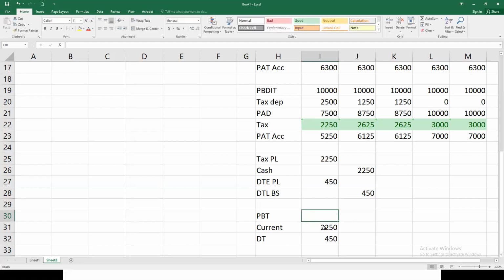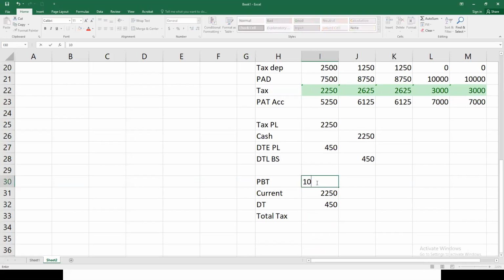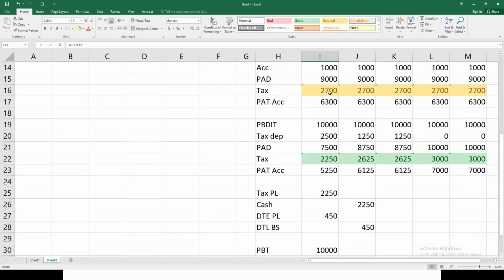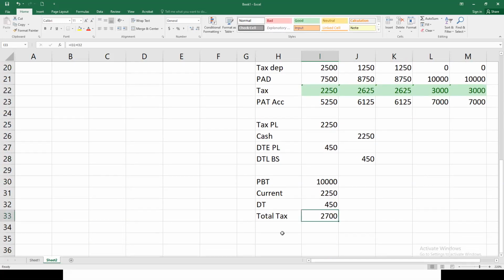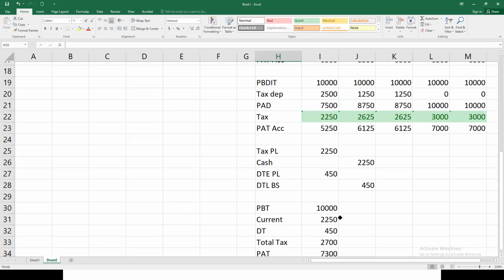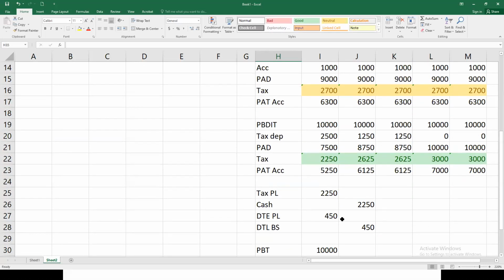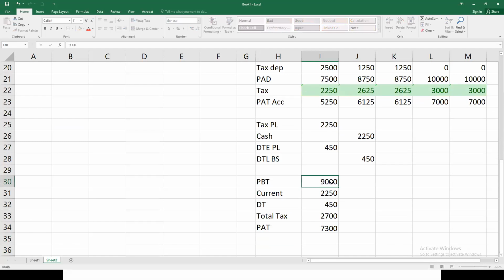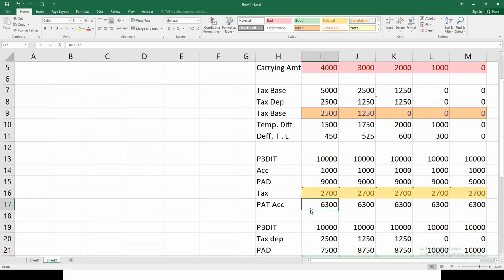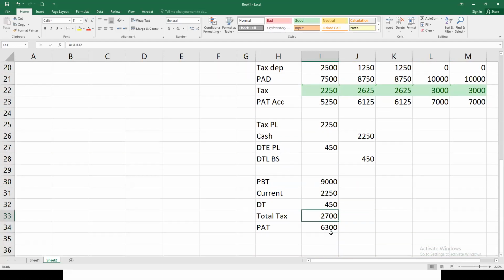Then how much total tax? Now in the profit and loss account, profit before tax, how much total tax? 2700. See the balance, 2700. Now it tallies, no? It tallies with here, right? So in the financial statement, how do we see profit after tax equal profit for this period, right? 7300. Profit after tax 9000. Yeah, you can find the same value. Same figure you can find here, right?